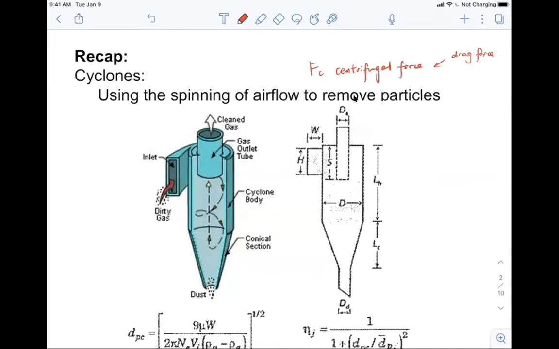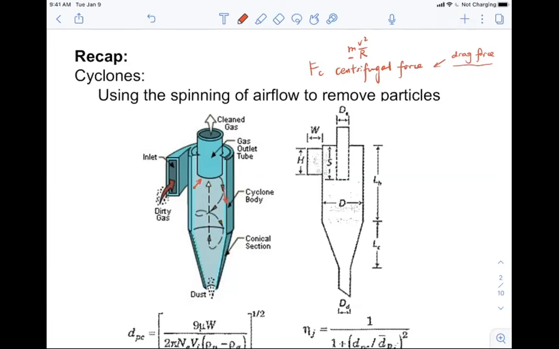And we know that the centrifugal force is calculated by mv squared divided by r, right? Which means that the larger the particle, the larger the centrifugal force it requires to make those rotational movements. So that's why for the larger particles, they don't have a large enough drag force to support this centrifugal force, right? So that's why they get spun out, let's say, onto the wall, right?